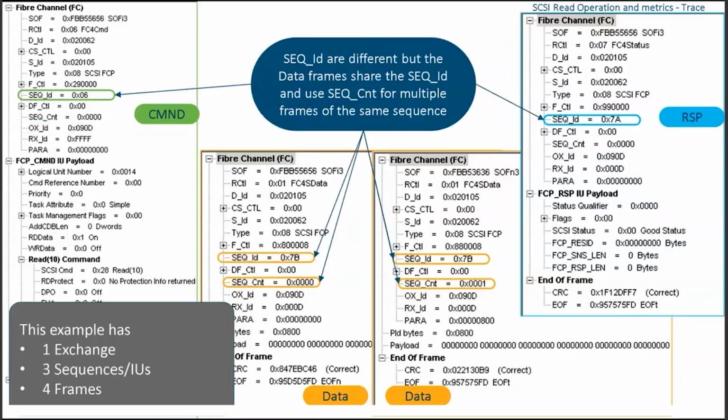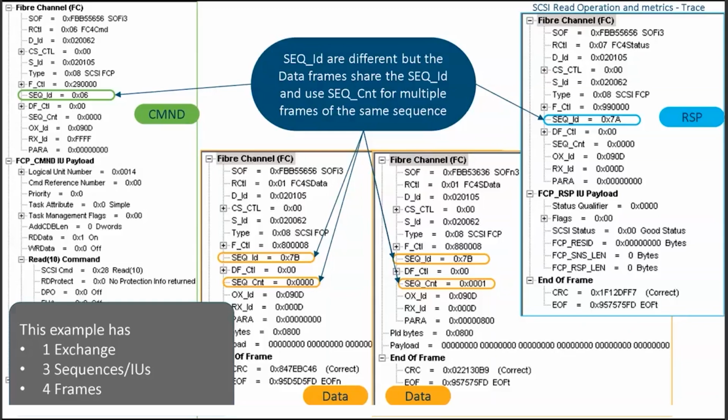Next, essentially, if we look at this exchange, how many sequences are there? Essentially, we are looking at 3 sequences. The command frame has a sequence ID of 06, that's in hex. Then the data frames have sequence IDs of 7B and 7B. Both the sequence IDs are the same, and when the sequence IDs are the same, we start using the sequence count.